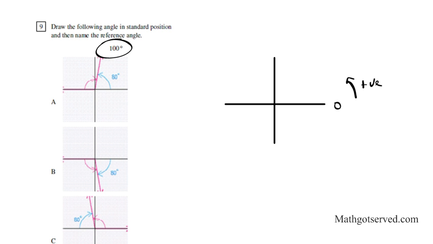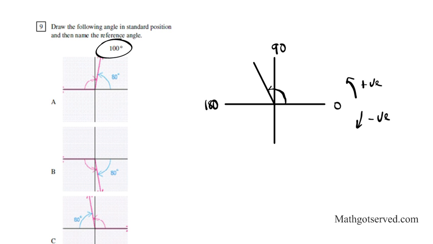Alright, moving along. Number 9 says draw the angle in standard position and name the reference angle for 100 degrees. So let's go ahead and draw that. It's a positive angle, so we're going to be going counterclockwise. Remember, this direction is positive, and the other direction is negative. So we were trying to figure out what quadrant 100 is. Every quarter of a full circle is 90 degrees. So the first quadrant is 90. Too small, keep going. 180, too big. So that tells me that 100 degrees is somewhere here. Okay? So that's 100 degrees.